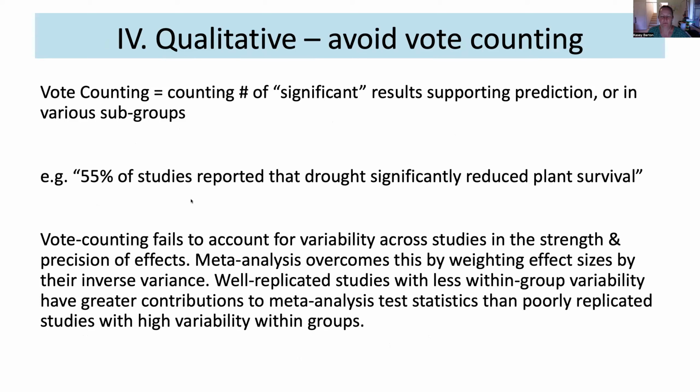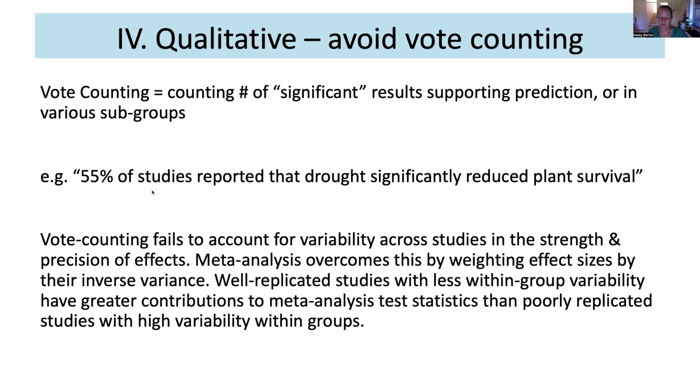So one example would be, say in your review, you want to say something like 55% of studies reported that drought significantly reduced plant survival. It's the 55% that's vote counting. It means you counted up, across all the studies, how many of them reported a negative significant effect. Vote counting is frowned upon, like I said, because it's based on significance. And it's posing as quantitative when it's actually not. So try not to do that.